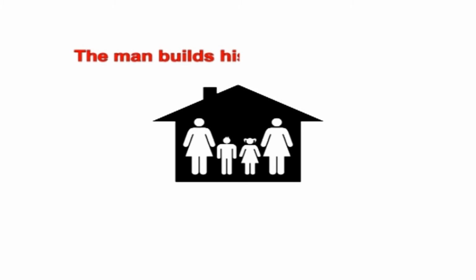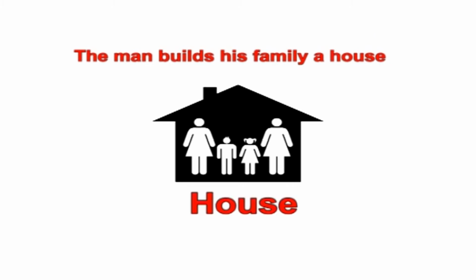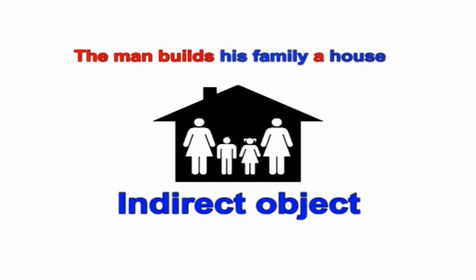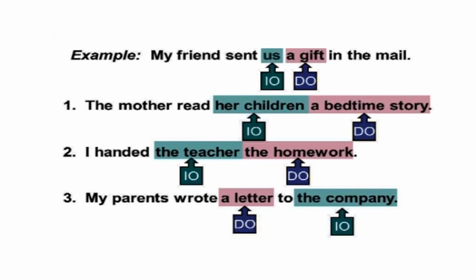Let us consider the sentence. The man builds his family a house. What is the direct object here? It is a house. For whom does he build the house? Yes, his family. So, that is the indirect object in the sentence. Now, you know how to identify direct and indirect objects in a sentence.